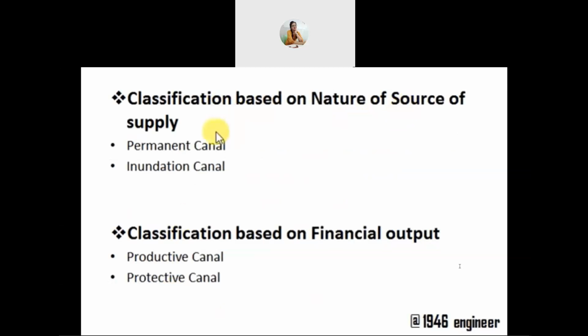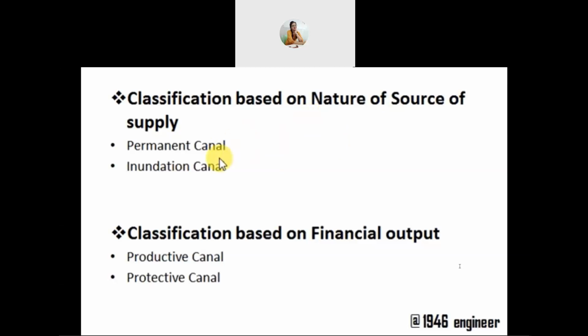Classification based on nature of source of supply. We have permanent canal and inundation canal. In permanent canal, the source of water supply in the canal is permanent, means it is available 365 days in a year. Such canals are called as permanent canals. They are also called as perennial canals. These canals will have masonry works and all other permanent works.